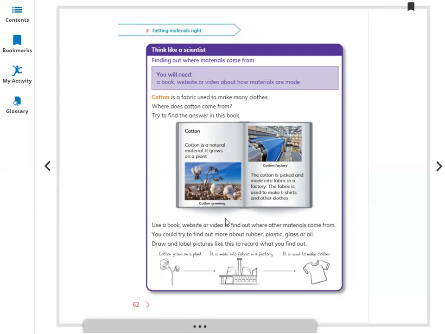Use a book, website, or video to find out where other materials come from. Cotton grows on a plant. It is made into fabric in a factory. It is used to make clothes. So cotton is natural and it is used to make different clothes, shirts and pants in the factory. The cotton is natural, whereas our t-shirt is a made material.